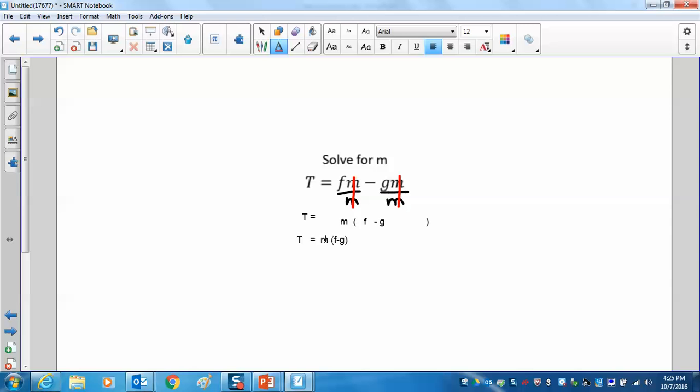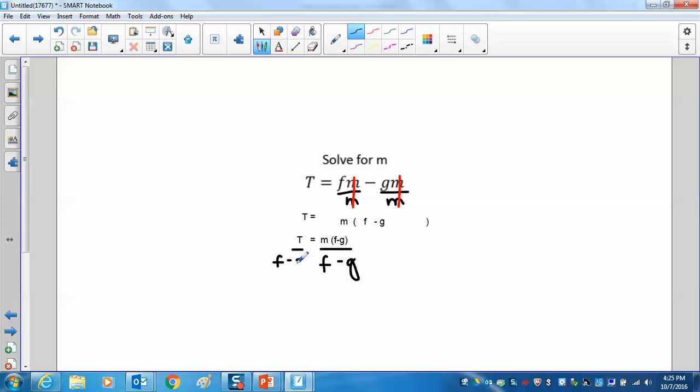So what we're saying is m times the quantity f minus g. So we need to use division to get m by itself. So we're going to divide both sides by the quantity f minus g. And when we do that, m will be left alone. So we're going to divide the right side by f minus g. So we need to divide the left side by f minus g. And again, if you would like to put parentheses to remind yourself that you can't split them up, you may, but it's not necessary. This is a quantity.